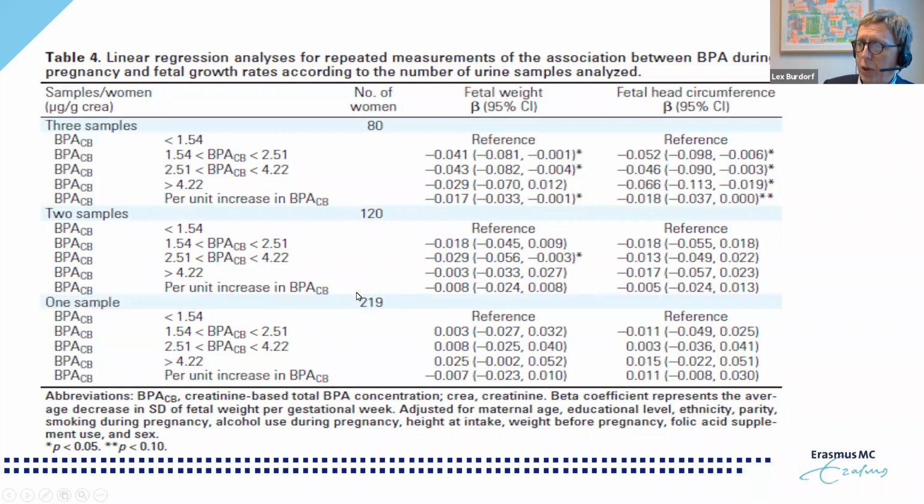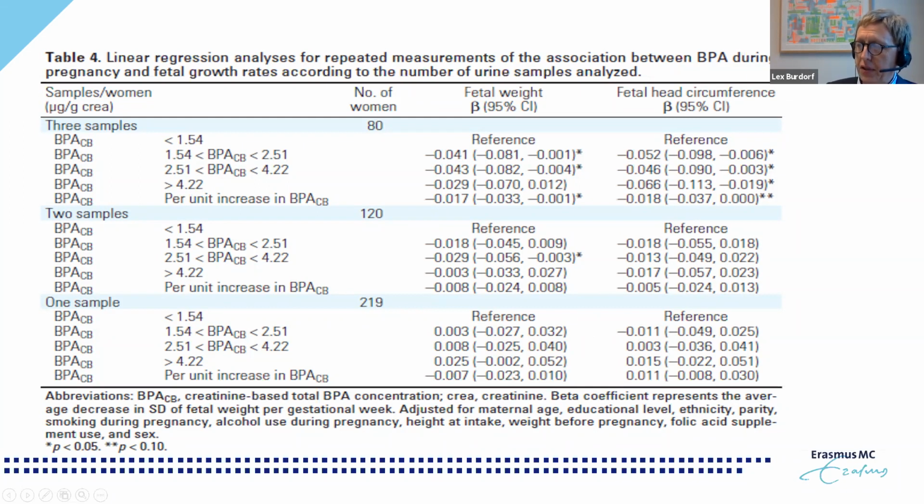So we have over 200 women where we have one urine sample where BPA is measured, and we do an analysis where we categorize BPA in 3 classes, 3 categories, actually 4 categories, or we do it as a continuous variable. And here is fetal weight and fetal head circumference, but I'm focusing on fetal weight. If we do the analysis based on one sample, we see no association whatsoever. It's all statistically insignificant because we have these huge confidence intervals.